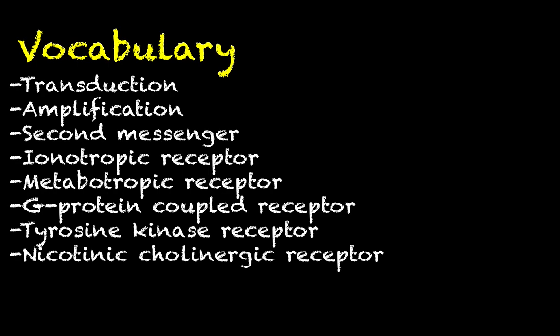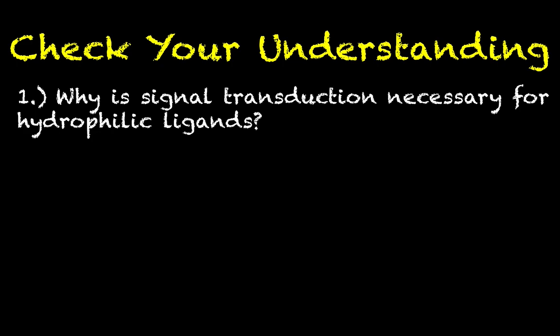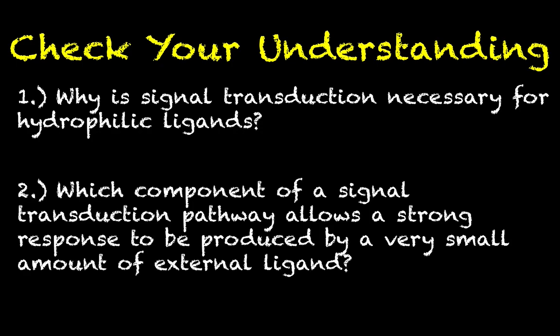Here's a list of vocabulary terms you probably ought to be aware of. And for checking your understanding, number 1, why is signal transduction necessary for hydrophilic ligands? And number 2, which component of a signal transduction pathway allows a very strong response to be produced by a very small amount of external ligand?